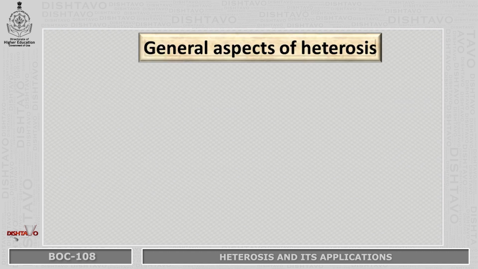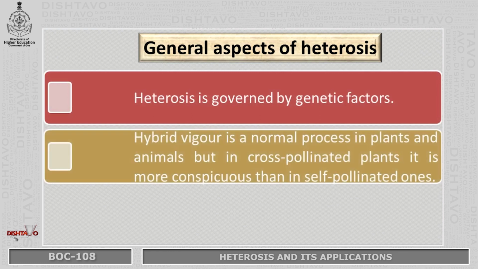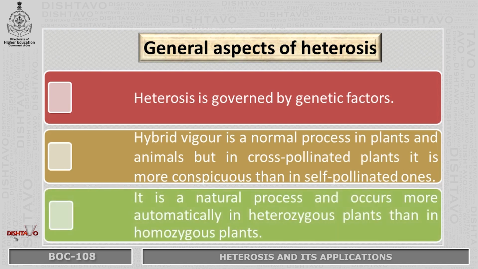Now let us see some of the general aspects of heterosis. Heterosis is governed by genetic factors. Hybrid vigor is a normal process in plants and animals, but in cross-pollinated plants it is more conspicuous than in self-pollinated plants. That means in cross-pollinated plants, the hybrid vigor can be clearly seen as compared to the self-pollinated ones. It is a natural process and occurs more automatically in heterozygous plants than in homozygous plants.